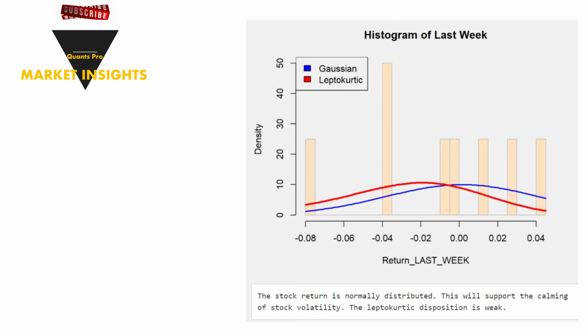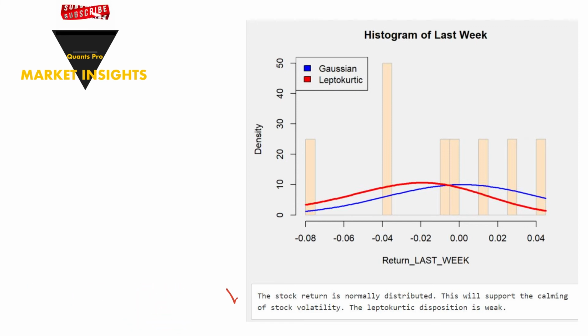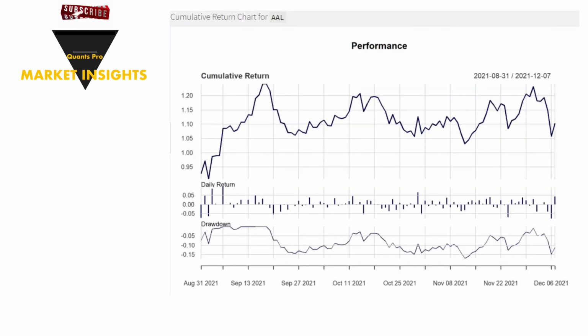If we examine the probability distribution of the return, the stock has performed as shown in the chart over the past week. It can be said that the returns behave more closely to the Gaussian curve. Likewise, the last month's return distribution also reflects a dominant leptokurtic characteristic. The cumulative return graph is invaluable to have a final idea of the return.